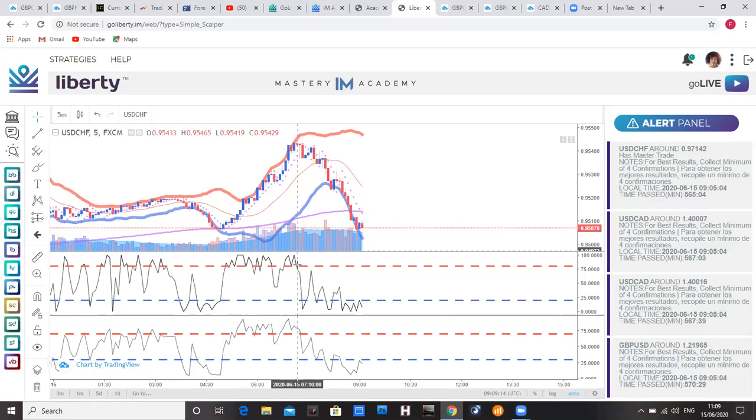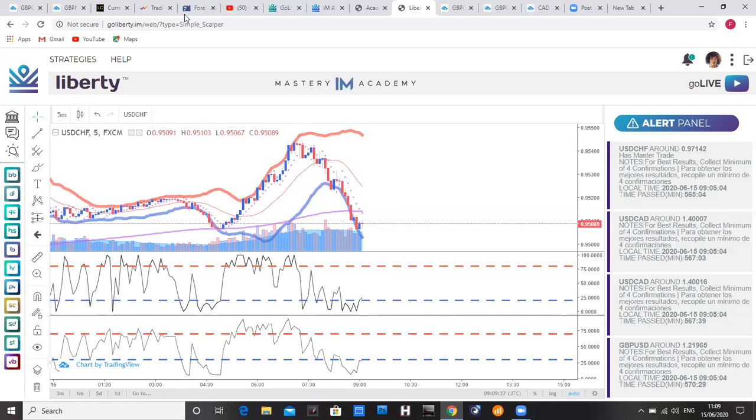You also want to see your stochastic. It should have pierced above this upper limit and is piercing downwards, coming down. The same thing happening on your RSI. It must have pierced above the upper limit and have pierced it downward, coming down also. Immediately you see all these conditions meet, on the second candle pullback, you place your trade.